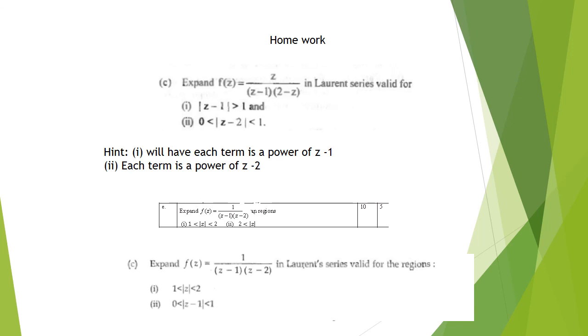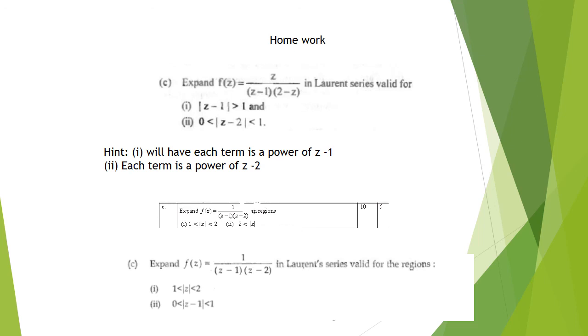And the second problem, you have to expand f of z equal to 1 by (z minus 1) into (z minus 2) in the regions 1 less than mod z less than 2. So this expansion should contain the powers of z, because 1 less than mod z less than 2. And here also 2 less than mod z. So this expansion should contain the powers of z.